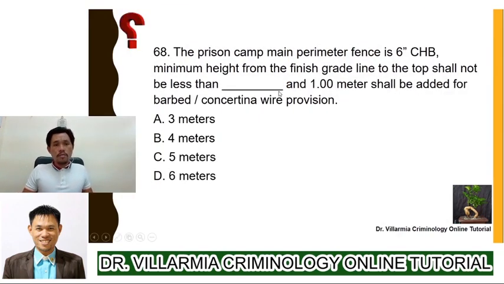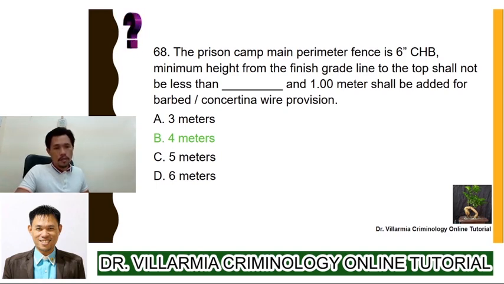Number 68. The prison camp main perimeter fence is CHB, 6 inches. What is CHB? The minimum height from the finished grade line to the top shall not be less than blank, and 1 meter shall be added for barb or concertina wire provision. So again, what is CHB? In construction, this is known as concrete hollow blocks, because usually in the Philippines, the most common material used in fencing is concrete hollow blocks. So how many meters? The answer is 4 meters.